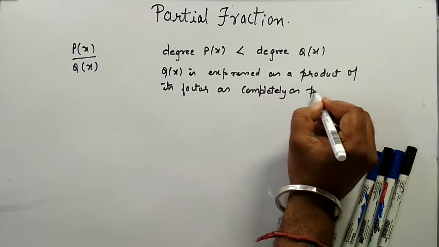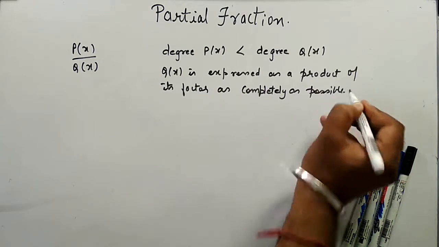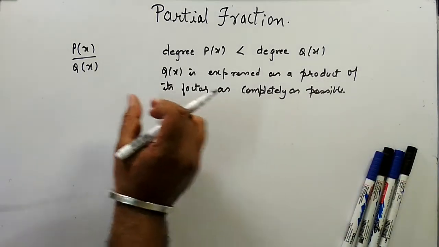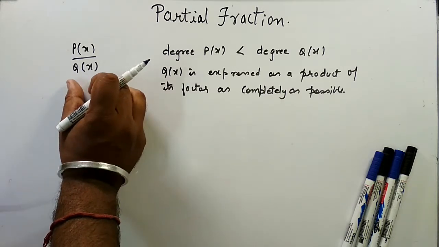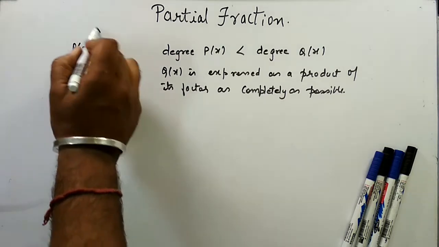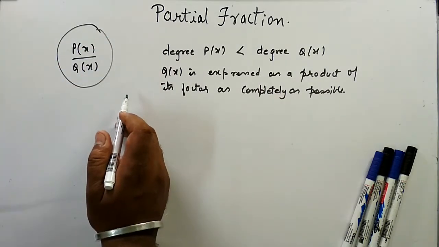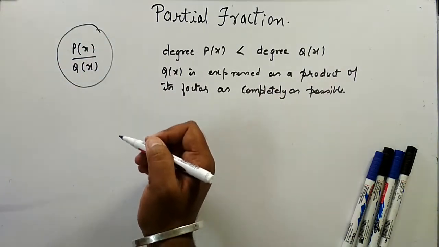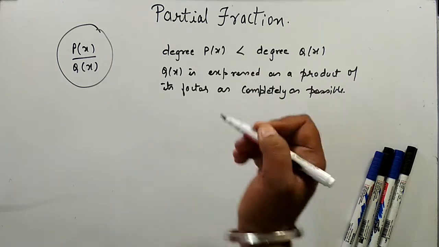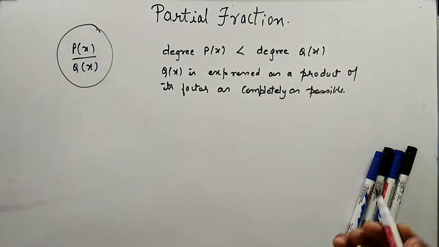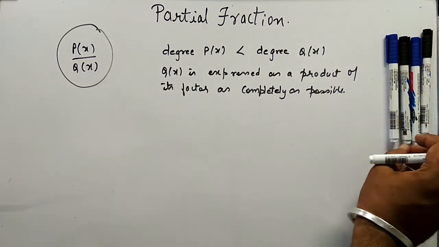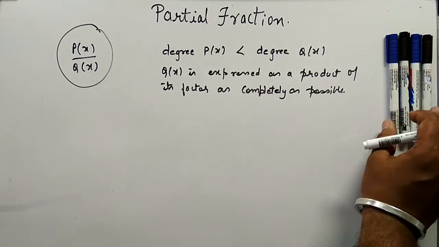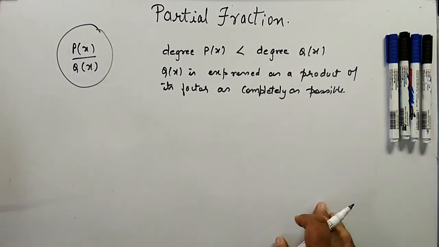Now, depending on the form of the factors of q of x, we can perform the partial fraction of this rational expression. So I have divided the form of the factors that q of x will have into 6 different categories. I am discussing one by one what will be the form of the factor and what will be the form of the partial fraction of that particular factor.